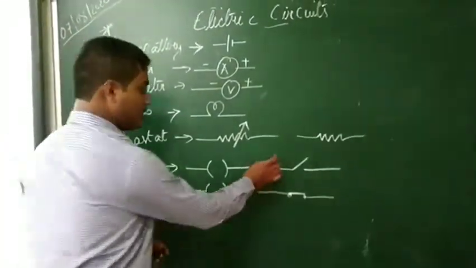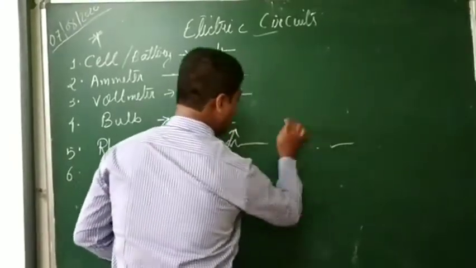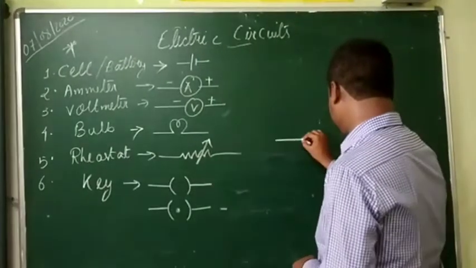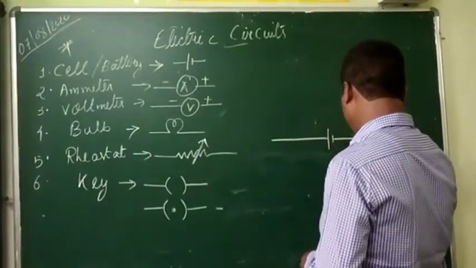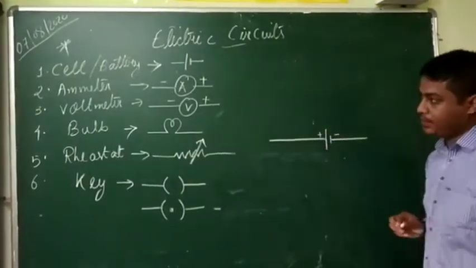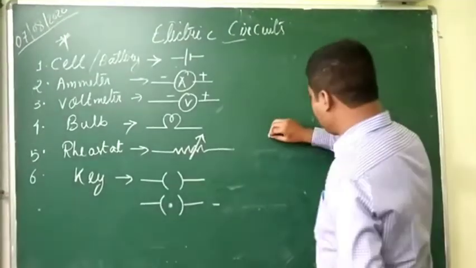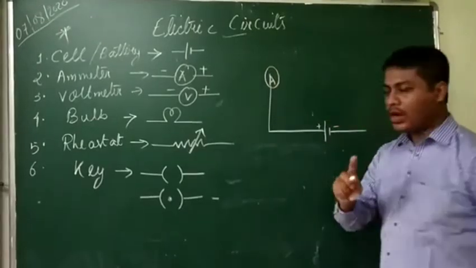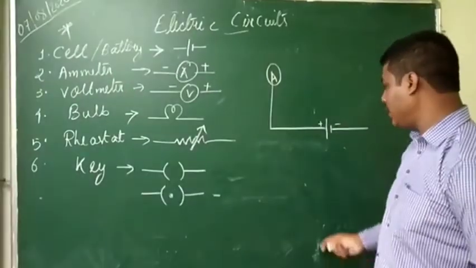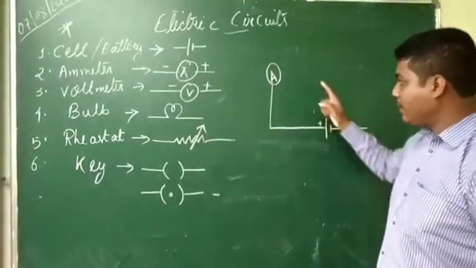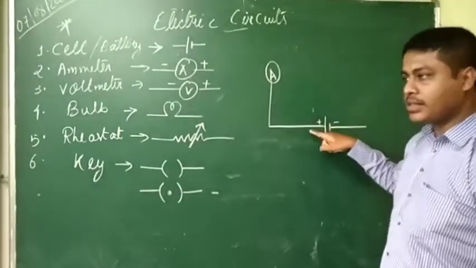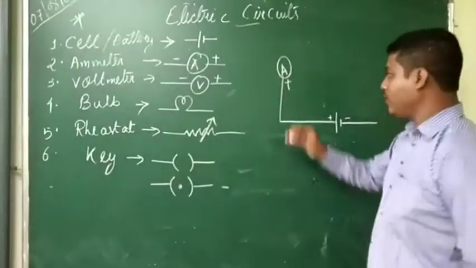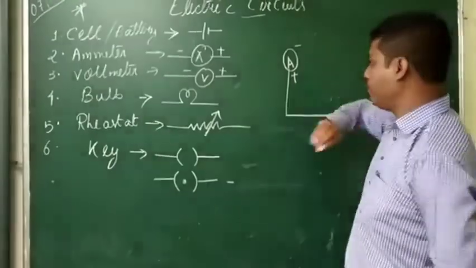Now let us draw an electric circuit. If I draw the electric circuit, I will go one by one. First I will connect your battery. Okay, this is a cell or a battery. Then I will go to, suppose, the ammeter. But while drawing the electric circuit, always remember that the positive terminal of the battery and the positive terminal of the ammeter should be connected in the same way. Okay, this should be the positive and the other one should be negative.